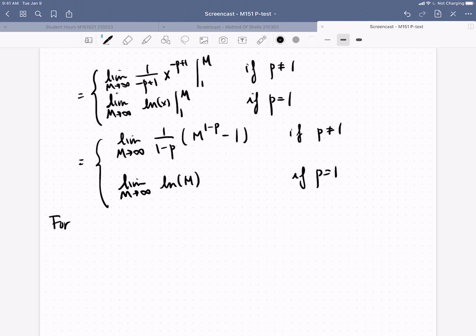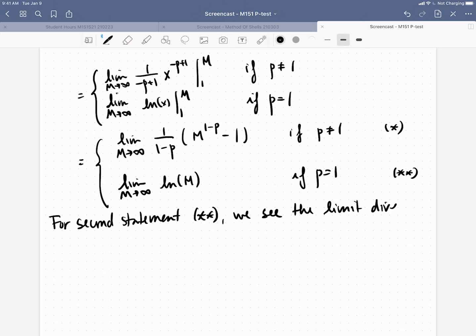For the second statement, and let's denote that by two asterisks. So I'll use asterisks over here to help us cross-reference. We see the limit diverges, because the natural logarithm is a function that grows without bound. So as its input grows without bound, its output grows without bound, so the second limit diverges.